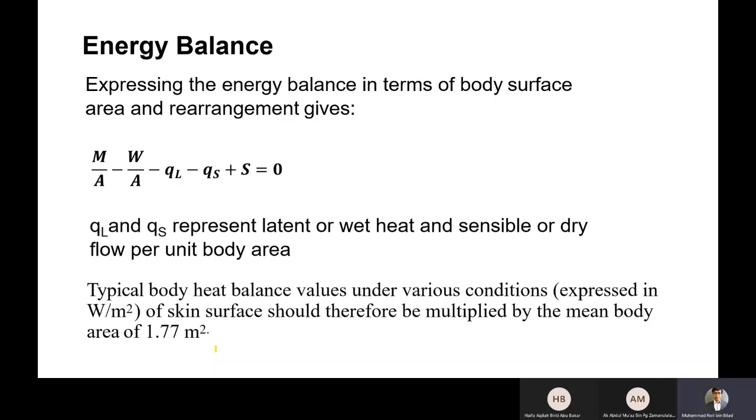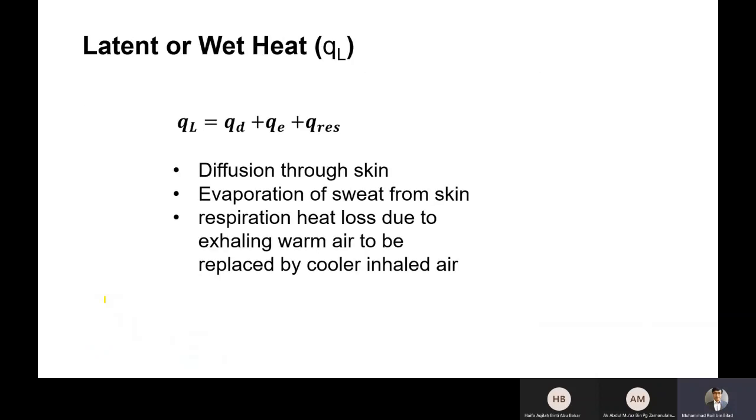I explain this one. The balance is given in the unit of watt per square meter. If you want to know the actual watt, the joule per second, then you need to multiply it by the total surface area of human skin, which is about 1.77 square meter. So let's go one by one, starting with the latent heat. Latent heat loss QL can be lost through three different paths: diffusion of heat with water through the skin, evaporation of the sweat, and respiration.